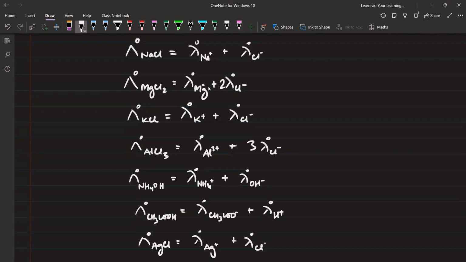By the way, आपको लग रहा है ये lambda अलग क्यों जा रहा है? This is the uppercase lambda, and this is the lowercase lambda. So uppercase we generally use for the electrolyte, lowercase we generally use for ions. Generally speaking, ऐसा कोई rule नहीं है.